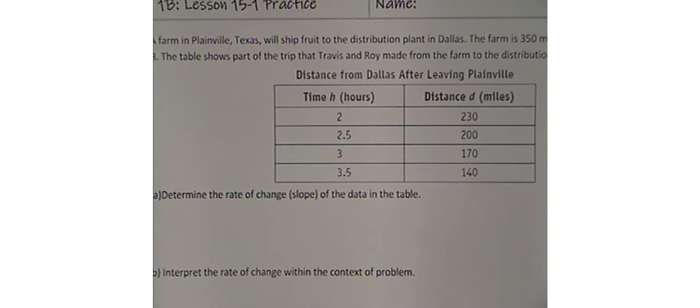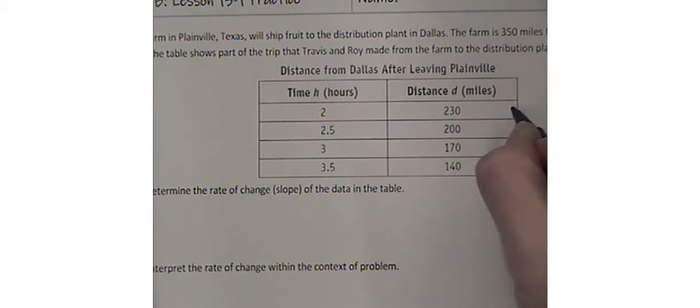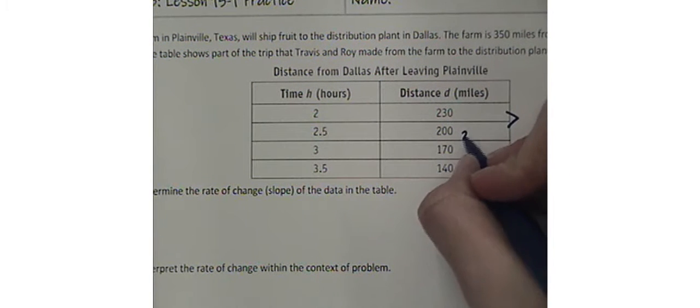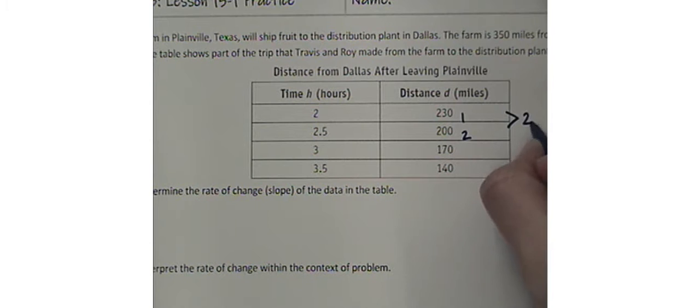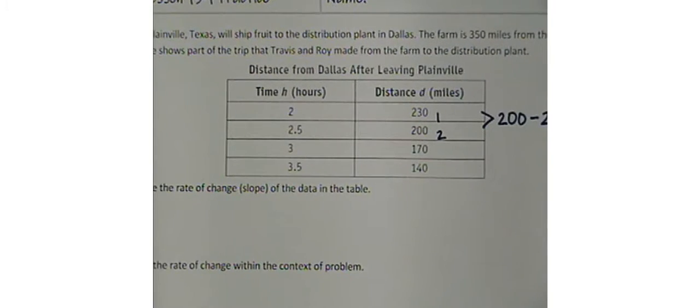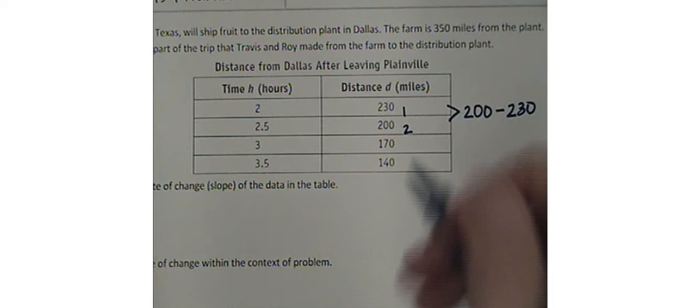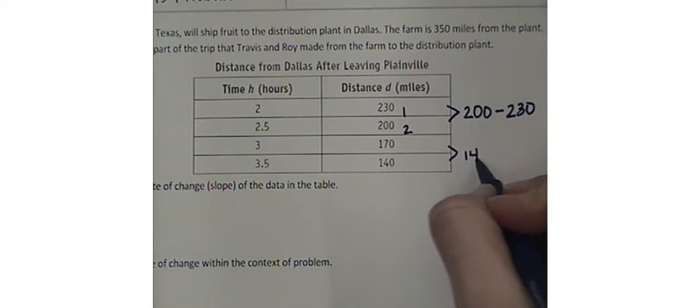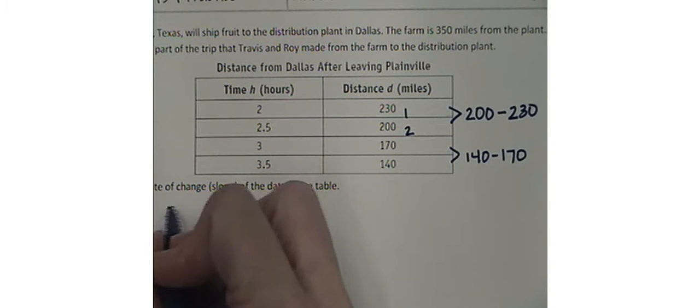So in order to determine the rate of change or the slope from the table, remember we need the slope formula, or what is this changing by? y2 minus y1. So 200 subtract 230, or 140 subtract 170. What are we going down by every time? We're going down by 30.